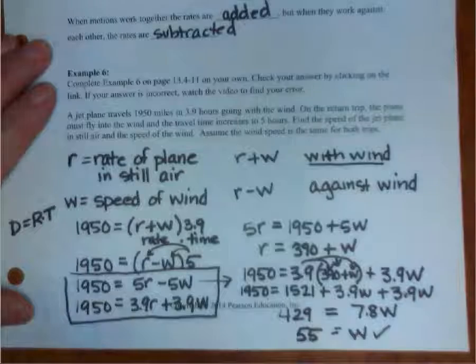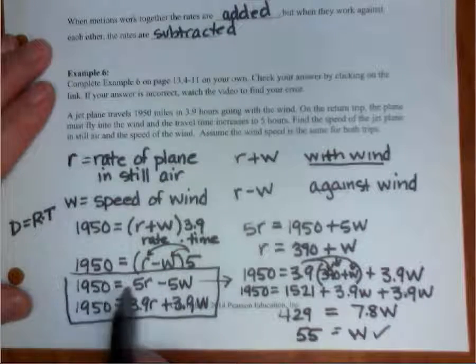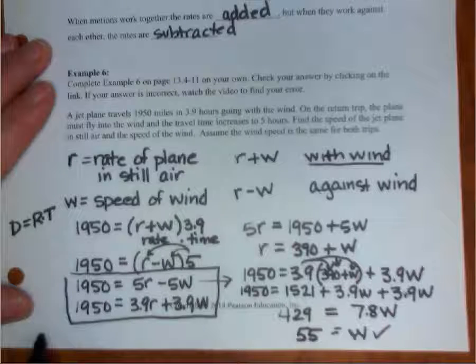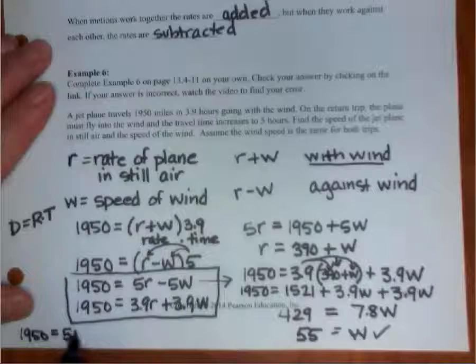So I can plug 55 into one of these equations and solve for R. So I'm running out of room here, but I'll try and squeeze it in. I'm going to plug it into this one so I don't have to worry about the decimals. So I have 1950 equals 5R minus 5W, which is 55.